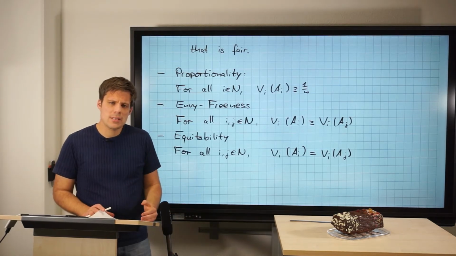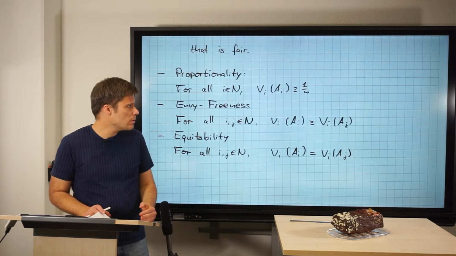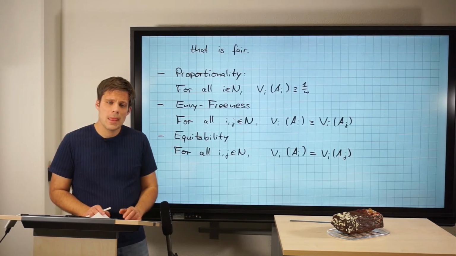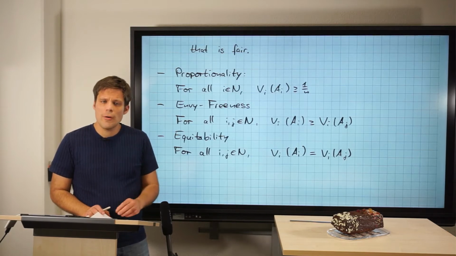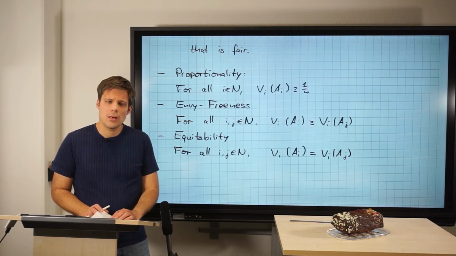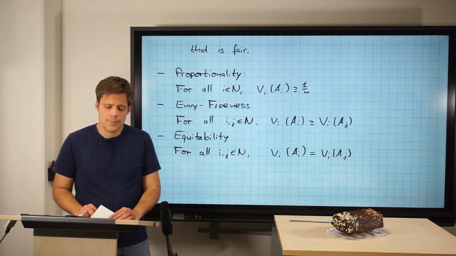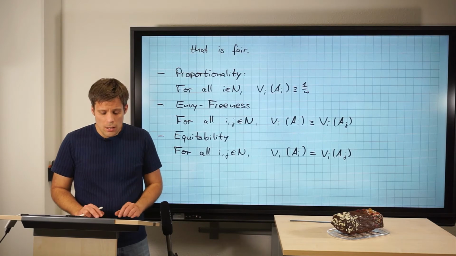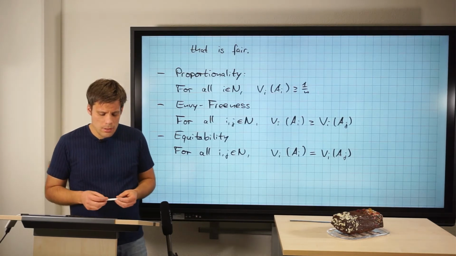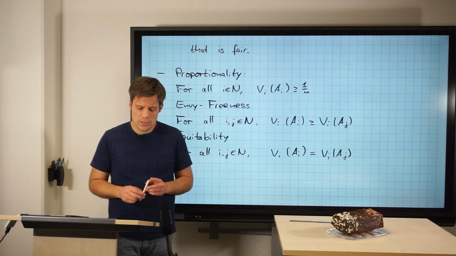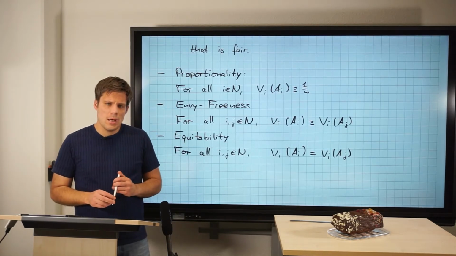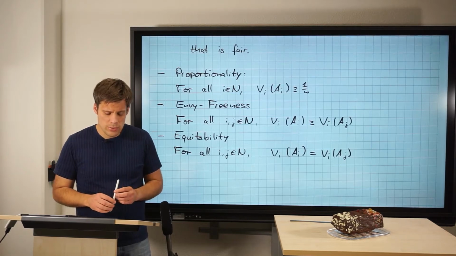Is there always an allocation that is proportional? How would we find it? And how often would we have to cut the cake? What would a protocol for this look like? The first protocol that I'd like to consider is just for 2 agents. And this is the famous so-called cut and choose protocol.